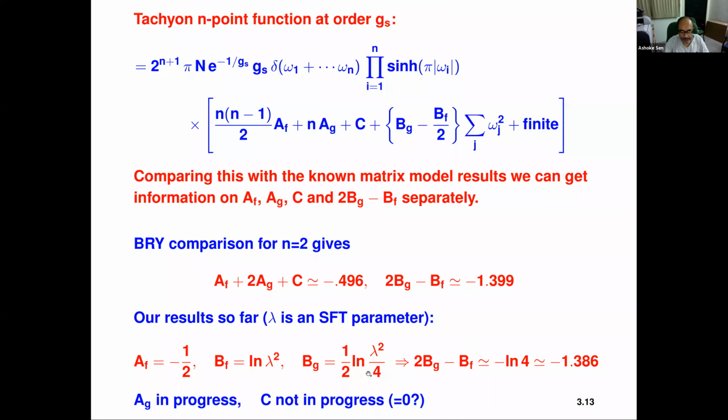So we see from here also that BF and BG are not independent of the string field theory parameter, which is okay because we see from here that only this combination enters the entire amplitude. But this combination is independent of the string field theory parameter. 2BG minus BF, if we compute from here, is minus log 4, and that's indeed quite close to this. And this is the result I quoted in the first slide, or in the first step.